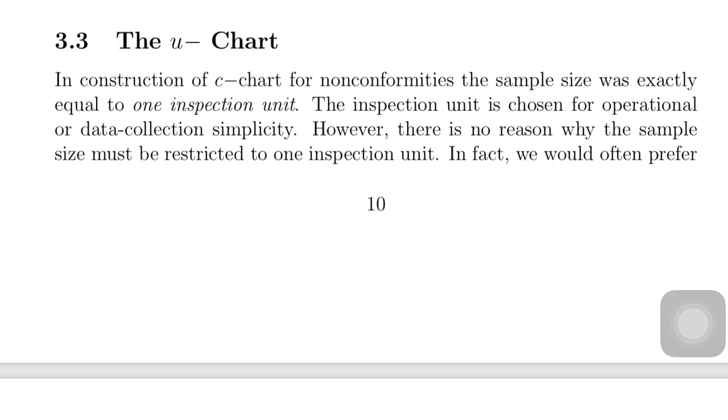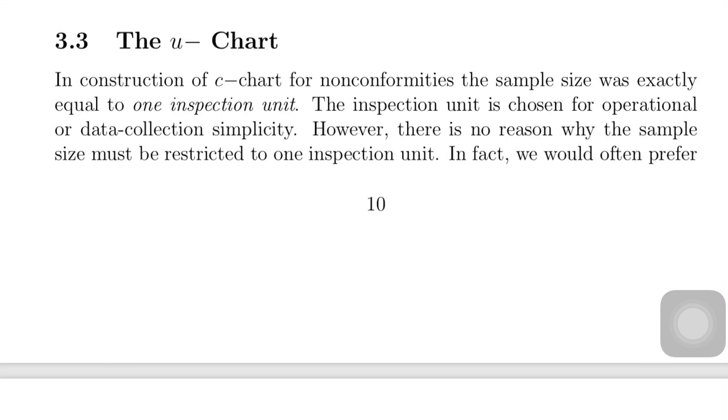In the last class, we were concerned with a control chart called C chart for non-conformities. In constructing such a chart, the sample size was taken to be one inspection unit. Only one inspection unit was considered, and we were counting the number of defects in the unit. The inspection unit is chosen for some operational convenience or data collection simplicity.